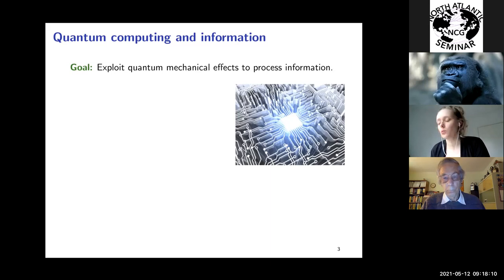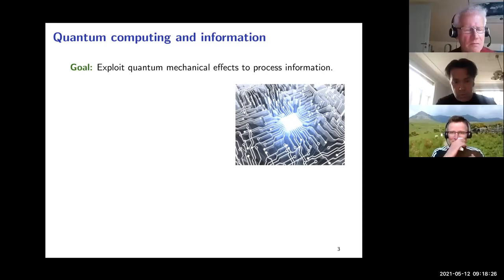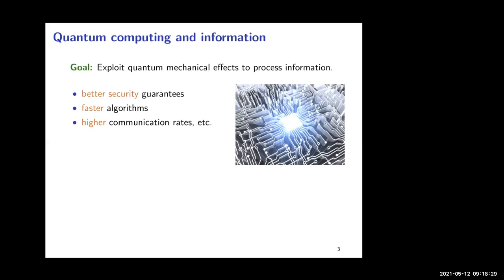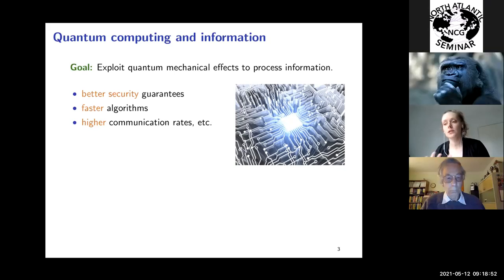The difference between quantum computing and information and, say, quantum mechanics is in its approach. In quantum computing, we are really looking to harness these quantum mechanical effects in order to process information in ways that are not accessible to classical technologies. So what kind of things might we be looking for? Well, we could ask for more secure cryptosystems, for faster algorithms. Even for classical problems, we might want to find a quantum algorithm that solves a classical problem faster than any known classical algorithm. Or we might be looking for improvement for communication. You have some communication channel and you are looking to use it more efficiently using quantum resources.